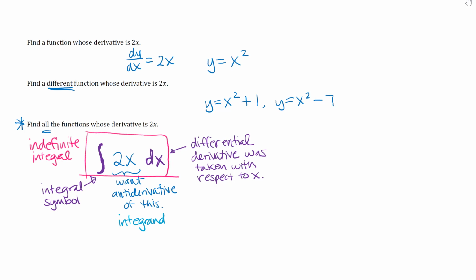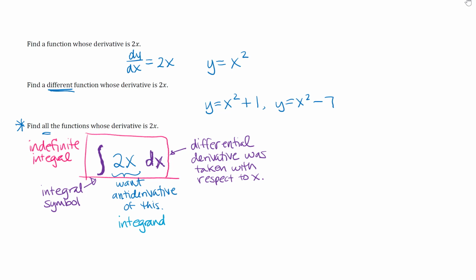All right, so those are the symbols we use to do it. Then the other question might be, so what is the answer to that? I want all the possible functions whose derivative is 2x. So if I wanted to write this problem out, it would be: all the functions whose derivative with respect to x is 2x. And then I'm going to write equals, and then write down all the possible functions whose derivatives were 2x.